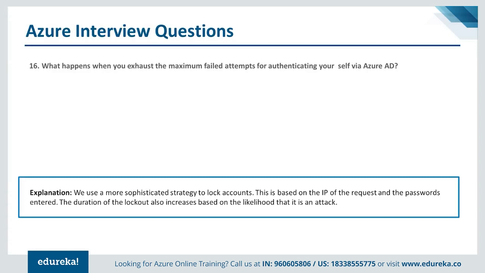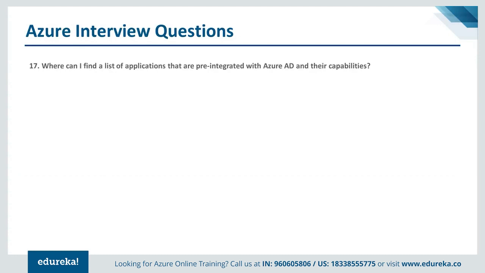Now the same thing happens in Azure AD, but it happens based upon the IP address. It will track the IP address of the request and the password entered, and the duration of the lockout also increases based upon the likelihood that it is an attack. So this is how it works when we talk about maximum failed attempts for authenticating yourself. Okay, jumping on to the next question.